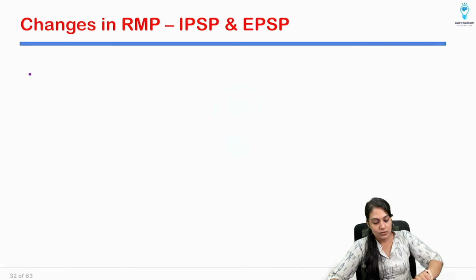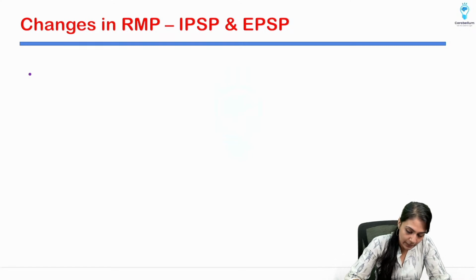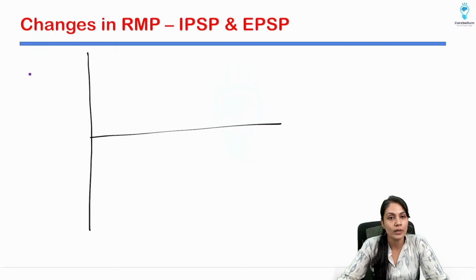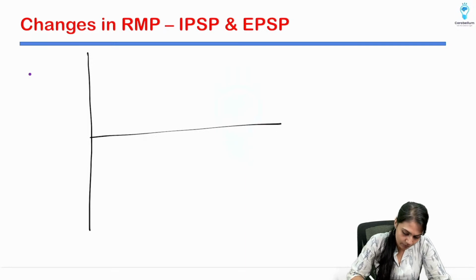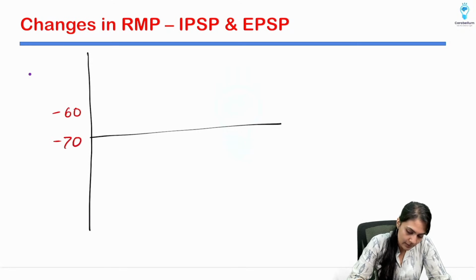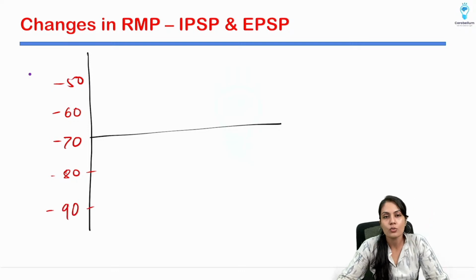Okay, let's learn about the changes in the RMP. How can we know the changes in the RMP? Let's say I'm going to draw axes over here. On the y-axis, I'm going to write potentials. Let's take minus 70, above which it is going to be minus 60, let's say minus 50 over here, and below, minus 80, minus 90, and so on and so forth.